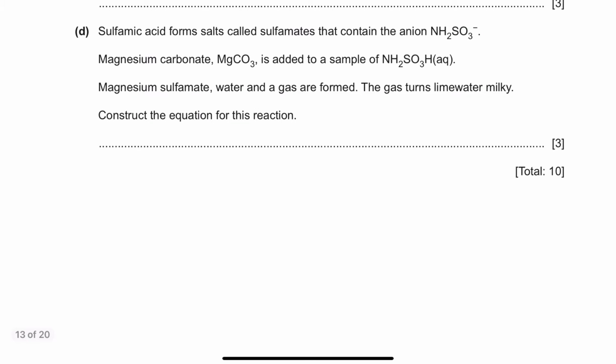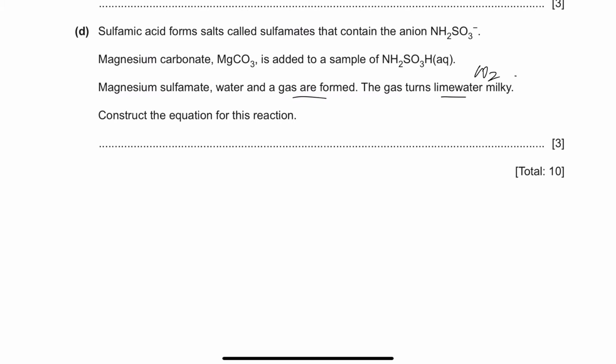Sulfamic acid forms salts called sulfamates, and that contains the anion NH2SO3 minus. Magnesium carbonate is added to the sample of NH2SO3H, right? Okay. And it says that magnesium sulfamate, water, and a gas is formed that turns lime water milky. So which gas turns lime water milky? Carbon dioxide, right?